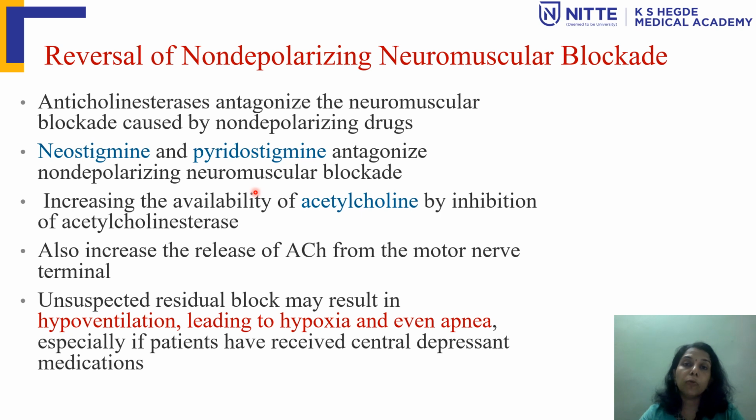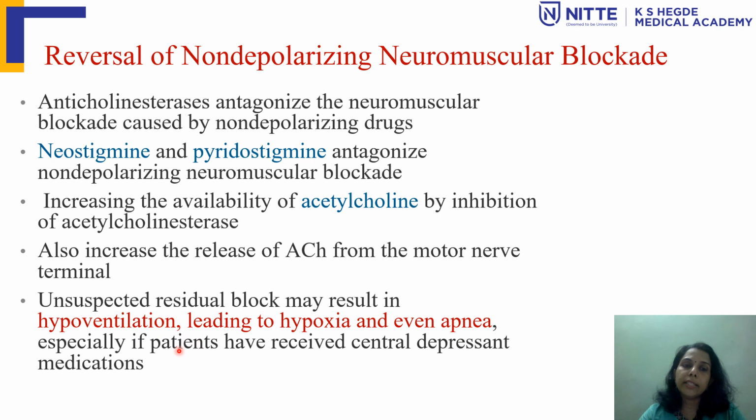So how are they helpful? What is the rationale for giving neostigmine or pyridostigmine? We call reversal decurarization also. Here they act by inhibiting the cholinesterase enzyme, so it prevents the breakdown of acetylcholine in the body. So what happens? Acetylcholine level in the body will increase. I told you it's a competitive blockade. If you increase the concentration of acetylcholine in the synaptic cleft, it is reversible. You can reverse the neuromuscular blockade. So that's the reason we give neostigmine or pyridostigmine. It can also increase the release of acetylcholine from the motor nerve terminal.